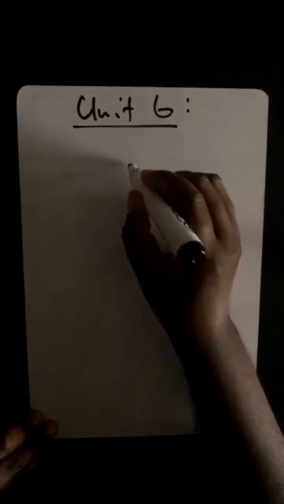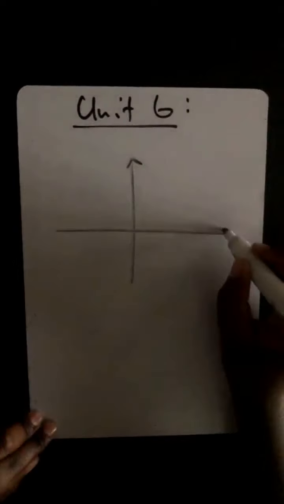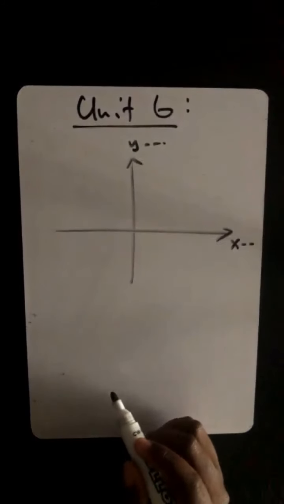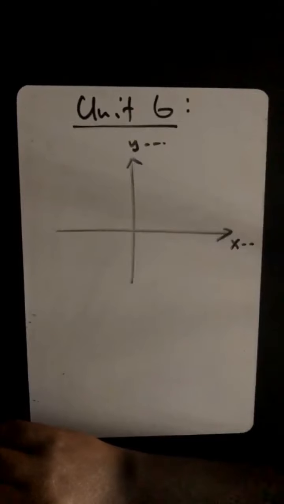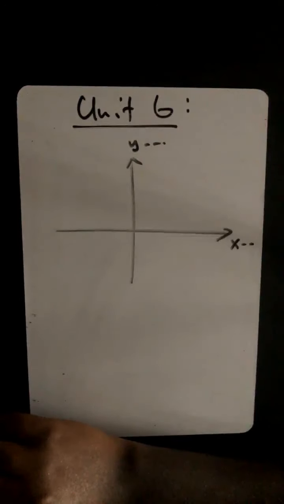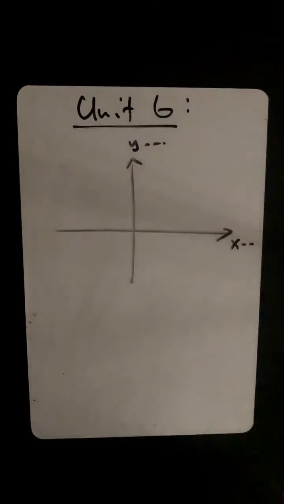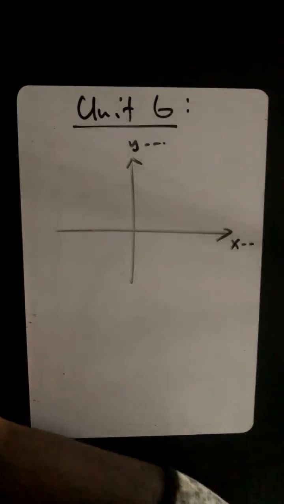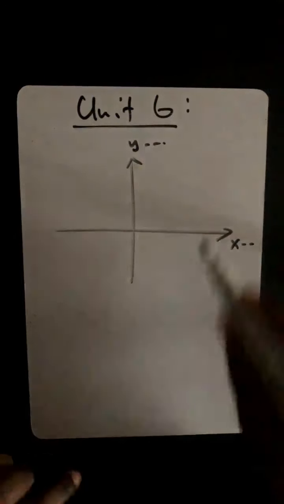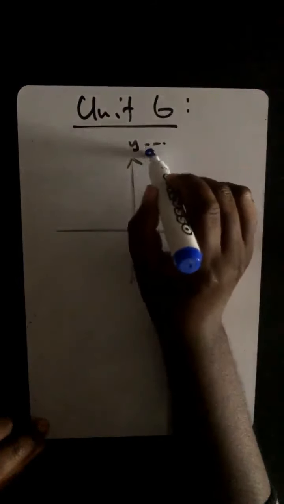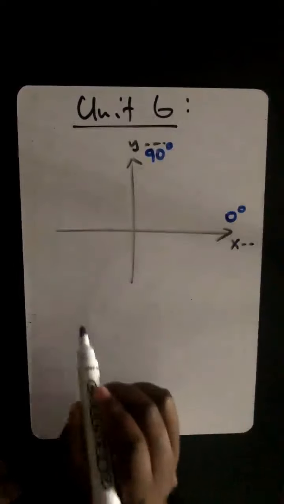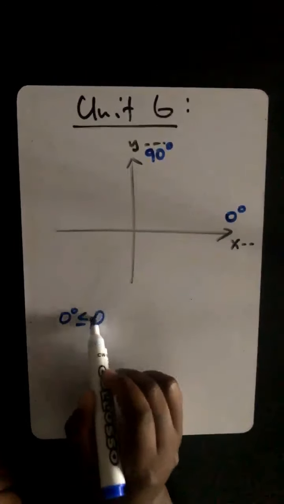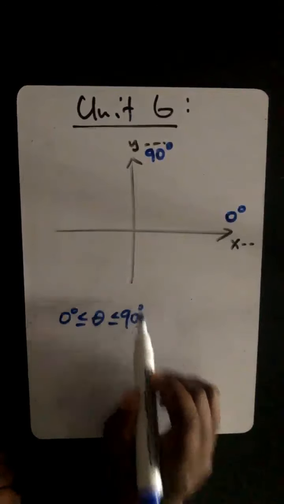So let's say we've got a Cartesian plane. Remember, it becomes a Cartesian plane when it's an x-axis and y-axis. So how to represent angles, let's say greater than 0 but less than 90? How to represent angles which are greater than 0 degrees but less than 90 degrees? So in short, this is an angle between 0 and 90.